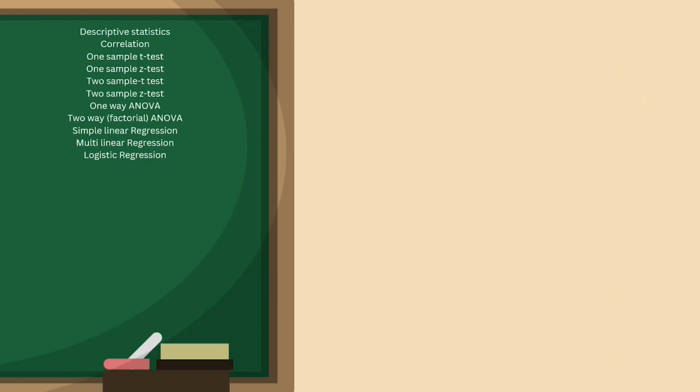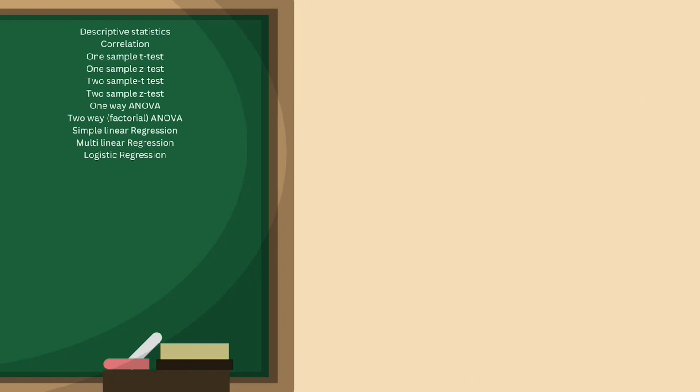In the second part of the video for our decision support class, you can test what you have learned by guessing the right approach or test according to a question given. I will include the tests we review in my other video: descriptive statistics, correlation, one sample t-test, one sample z-test, two sample t-test, two sample z-test, one-way ANOVA, two-way ANOVA or factorial ANOVA, simple linear regression, multilinear regression, and logistic regression.